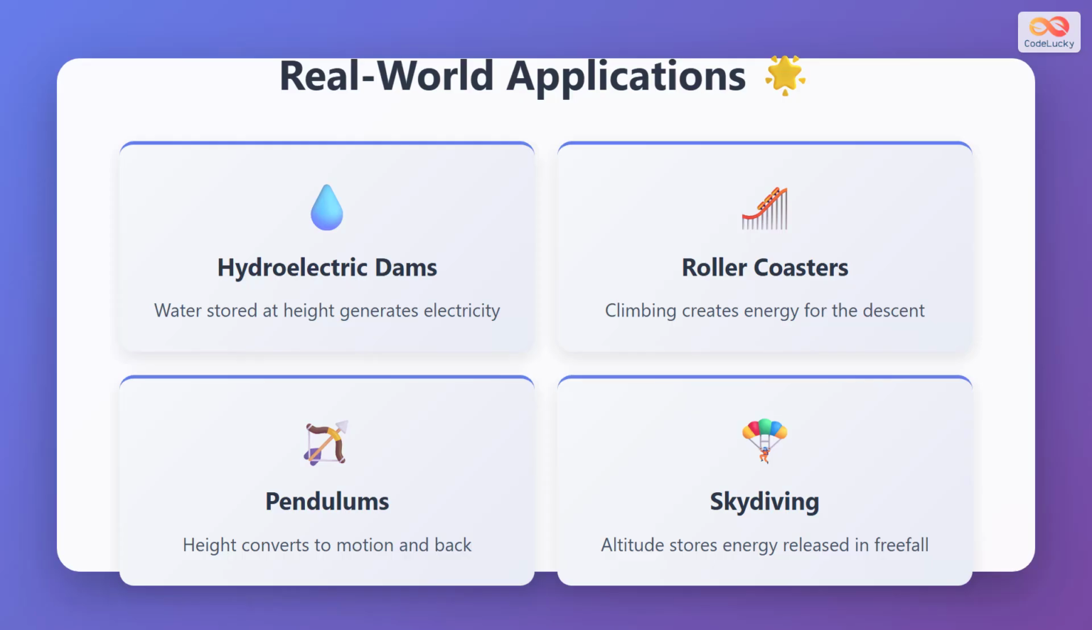Even skydivers rely on gravitational potential energy. Their altitude stores enormous energy that's released as they freefall toward the ground. Understanding this concept helps us harness energy and design amazing machines.